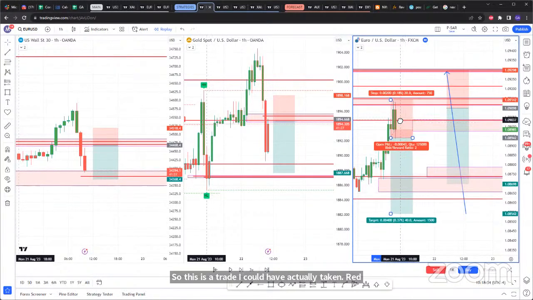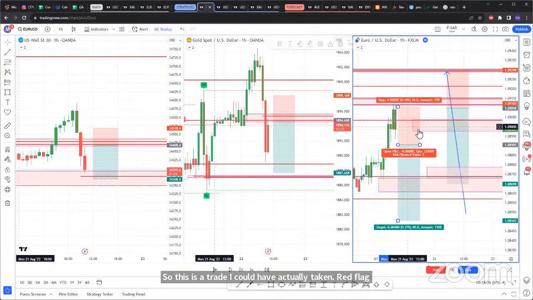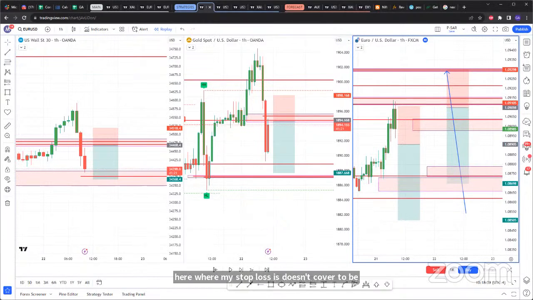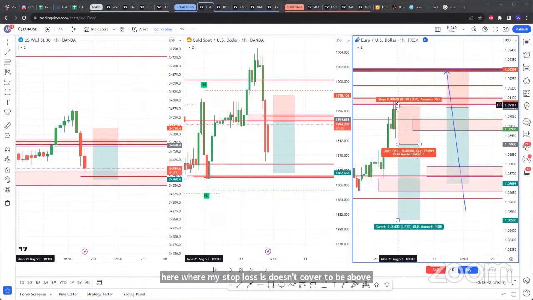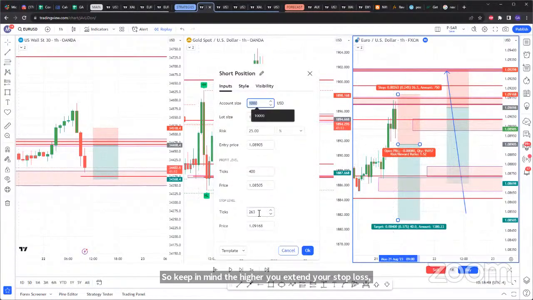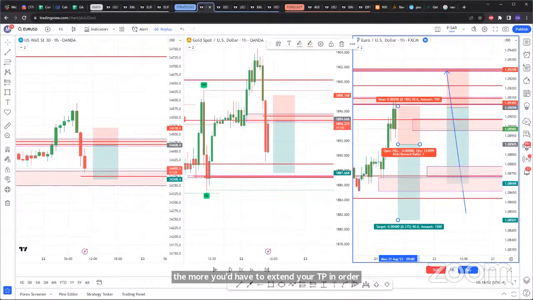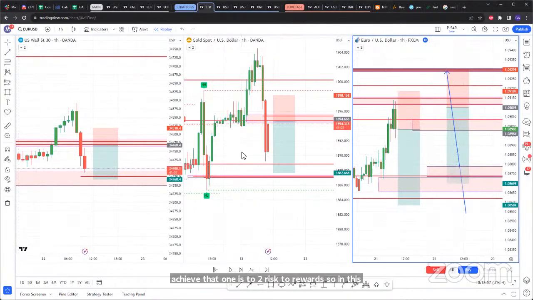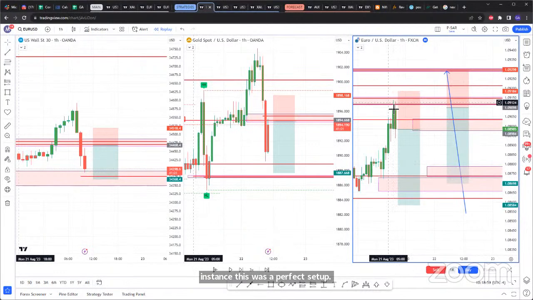Red flag would have been if this red candle closed somewhere here where my stop loss doesn't cover to be above the SAR, which then would have meant that I would have had to extend. So keep in mind, the higher you extend your stop loss, the more you'd have to extend your TP in order to achieve that 1:2 risk to reward. So in this instance, this was a perfect setup.